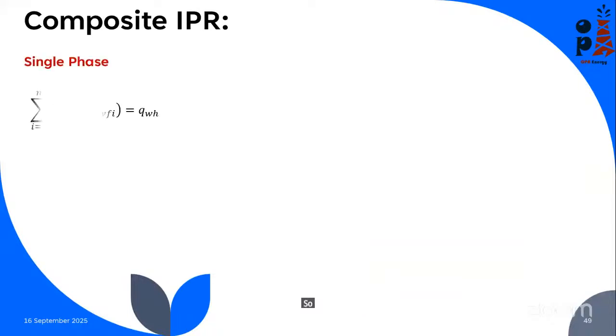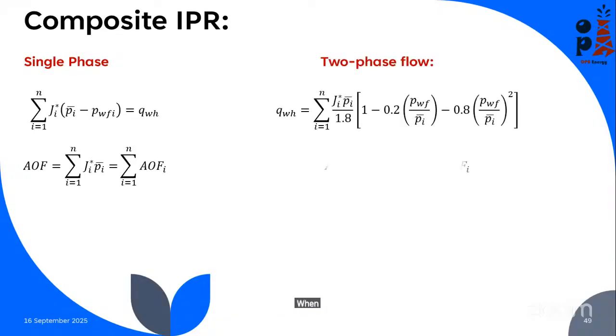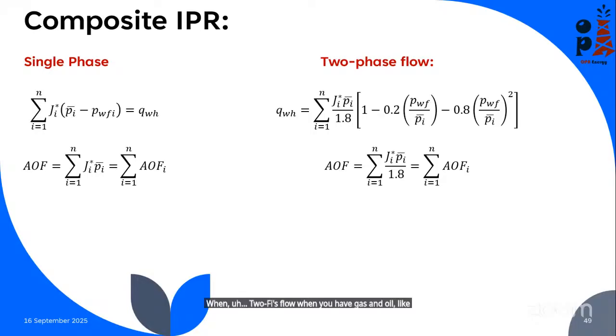When it is single phase, only oil, you can get this. With two-phase flow, when you have gas and oil, like a saturated reservoir, you will get this from Vogel correlations also. You can calculate the open hole flow for all the layers together, and the fluid flow rate for all the layers together.